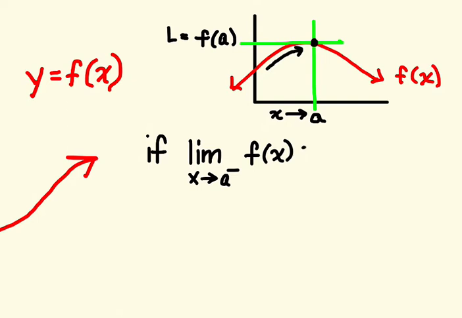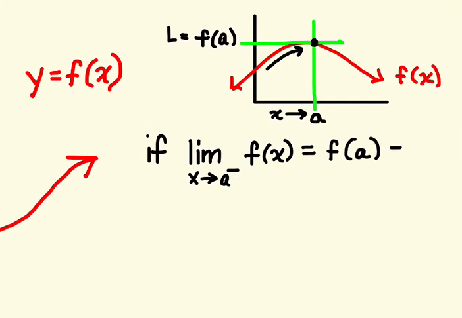So the limit as x approaches a from the left-hand side of this function is the height that I am approaching. It is the height that I am approaching at the point where I would get to x equals a. I never get there, but what height am I approaching? And in this particular case, I am approaching a height of f of a.